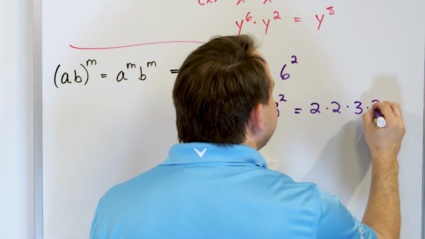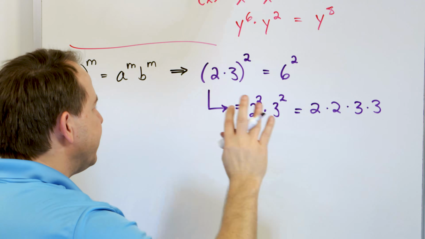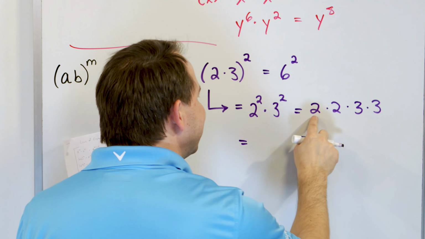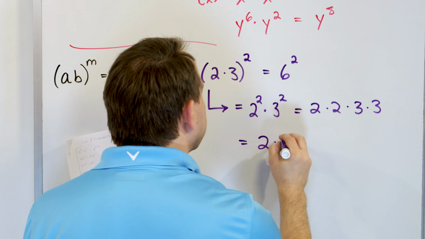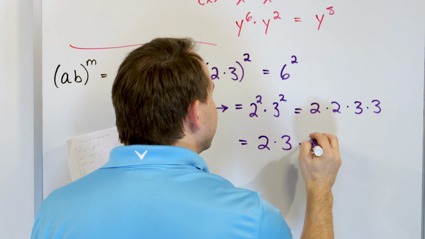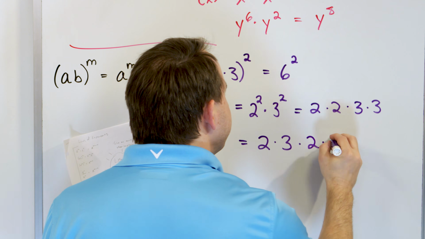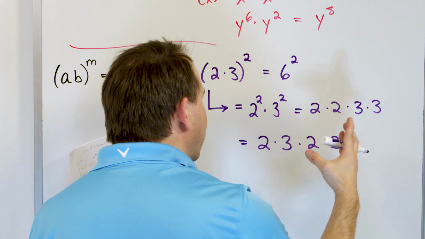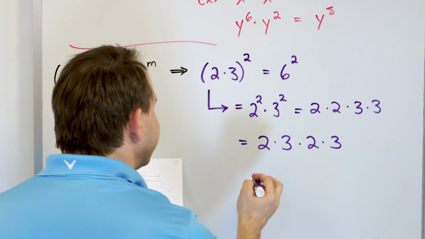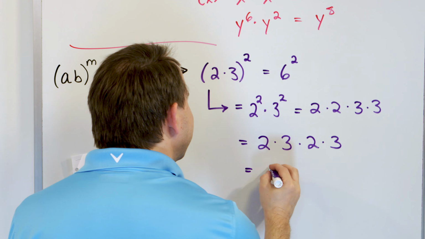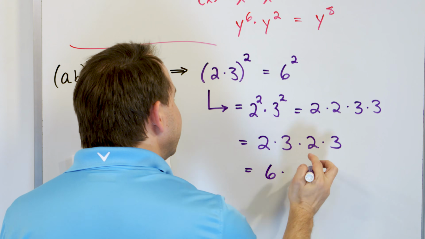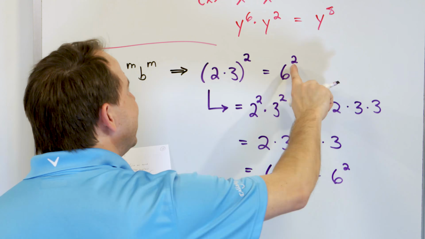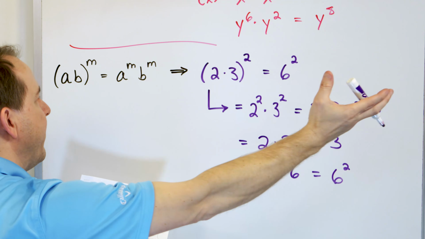3 times 3, right? So I can massage this a few different ways. I can say 2 times 2 times 3 times 3 is the same thing as 2 times 3 times this 2 times this 3. Make sure you understand this multiplied together is the same as this multiplied together. Why do I do it that way? Because I want to show you that this 2 times 3 is 6 times this 2 times 3 is 6, which is 6 squared, which is exactly what you would have gotten if you didn't even know about these laws.